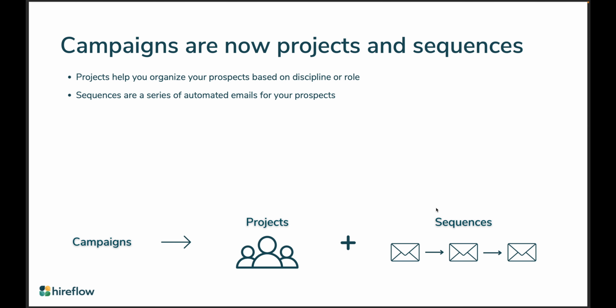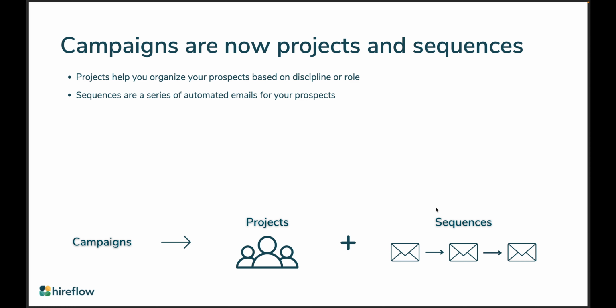One big change in Hireflow is that campaigns are now projects and sequences. For every campaign you had in the old version of Hireflow, you'll now have a project and a sequence for that campaign. I like to think of projects as a folder. They help me organize my prospects based on discipline or role. Sequences, on the other hand, are where the email sending happens.